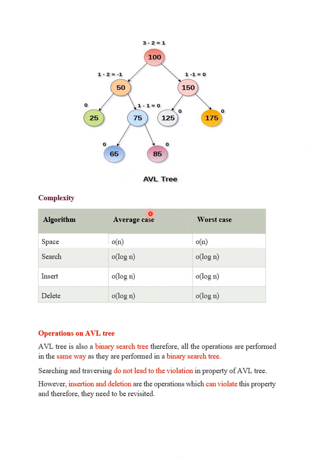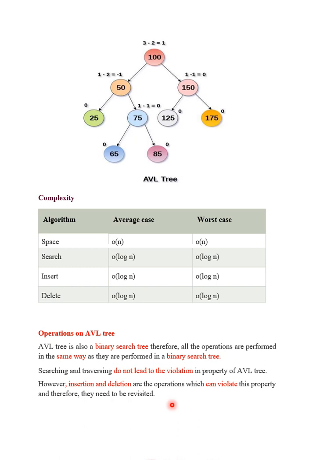So the complexity analysis: for space, the average case and worst case are order of n. For the search operation, it is order of log n for both the average case and worst case. If you want to insert or delete an element, it is also order of log n in the case of an AVL tree. So next we are going to see operations on AVL tree.